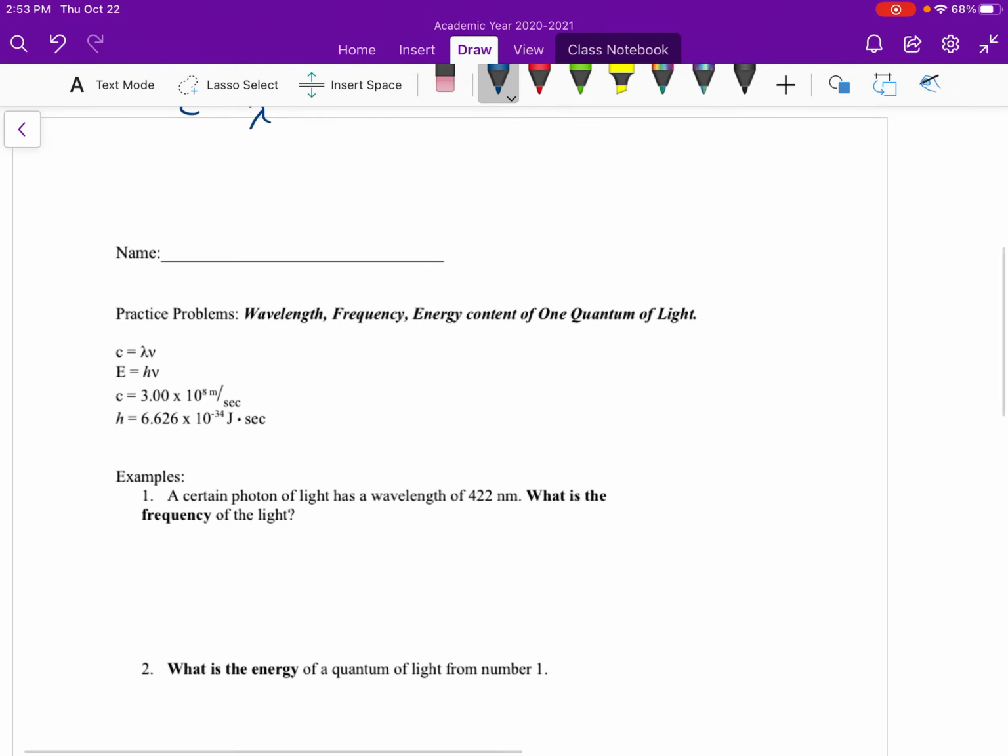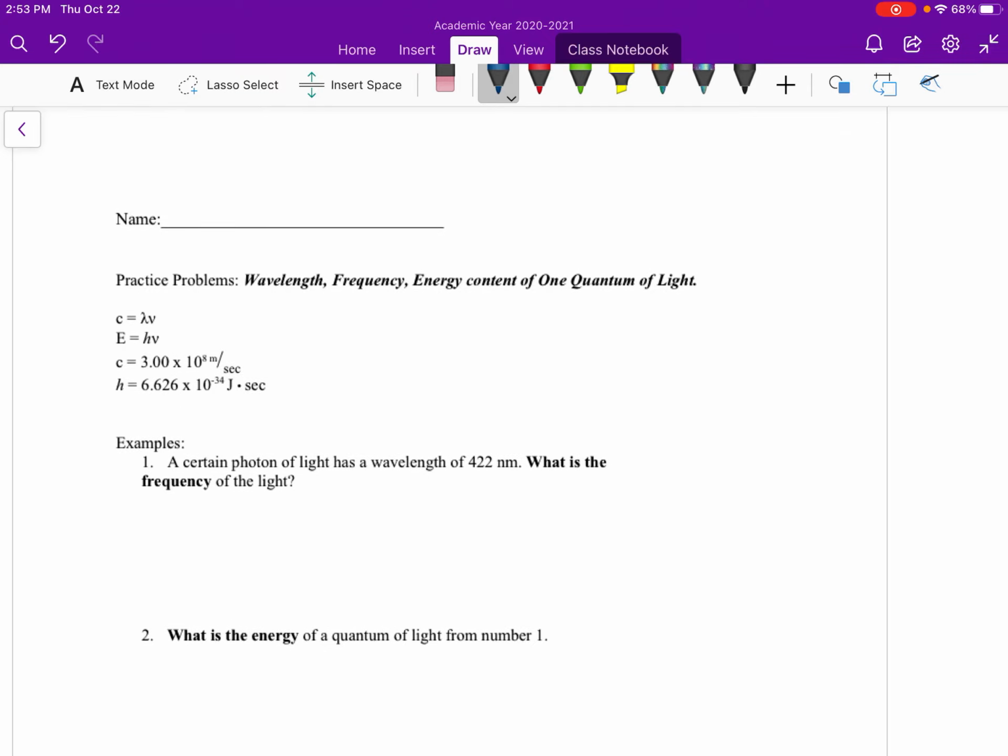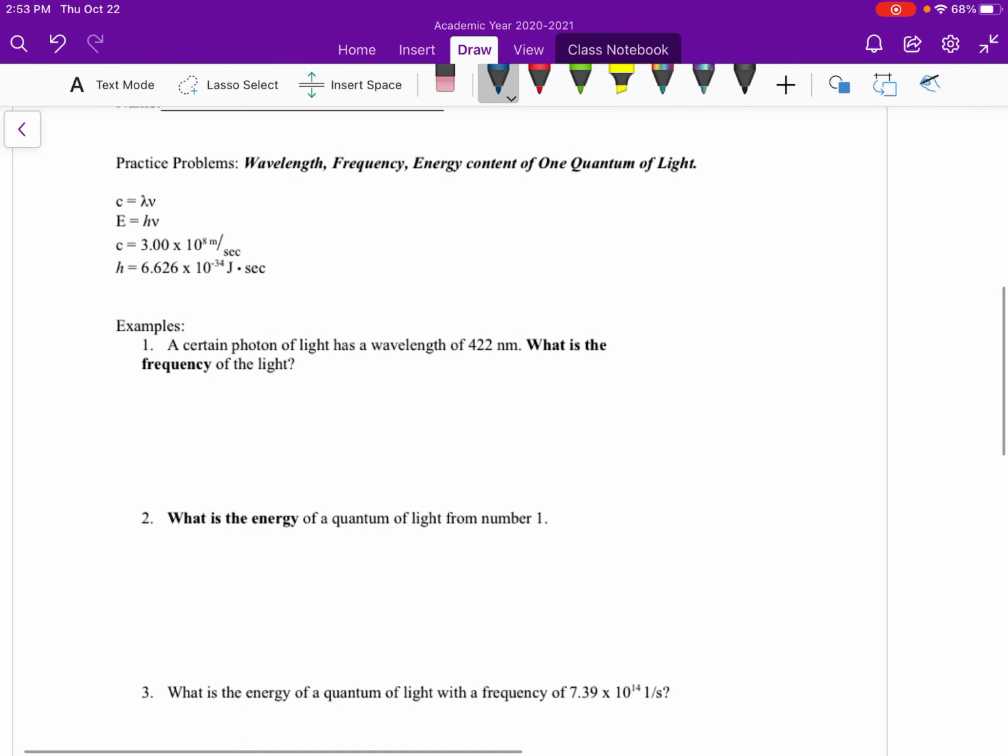So here we go. Here's your reference data. Here are the formulas. Speed of light is given here, which is 3.00 times 10 to the 8th meters per second. H is Planck's constant, which is given there, 6.626 times 10 to the negative 34 joule seconds. Joules times seconds, not per second. So let's do number one, and then you guys can try the rest. A certain photon of light has 422 nanometers of wavelength. What is the frequency of that light?